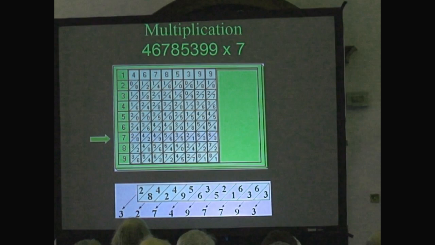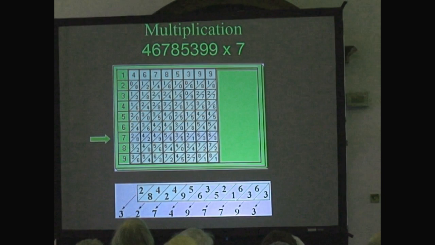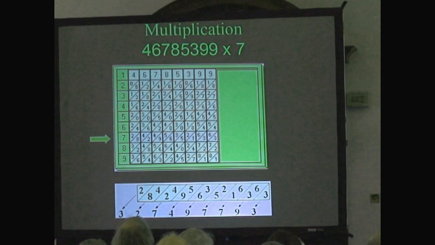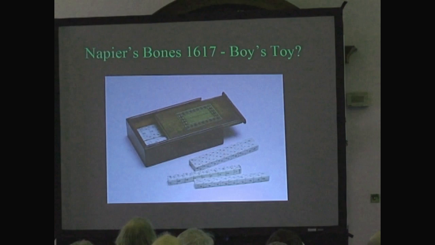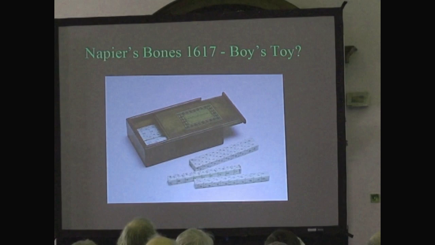People knew how to do long multiplication at this time as well. So how often these things were used, I don't know, but they're very famous. Again, lots of them upstairs. You can see here's a very nice set. I think clearly made as boys' toys, ivory probably. Laid out in a nice box.